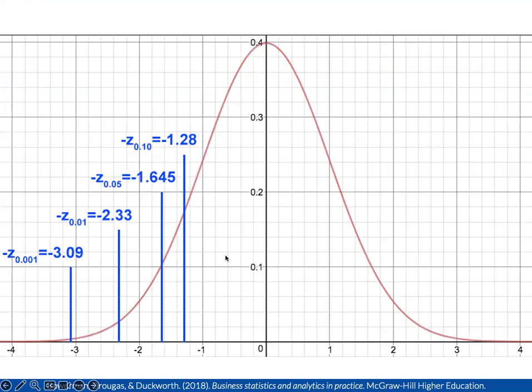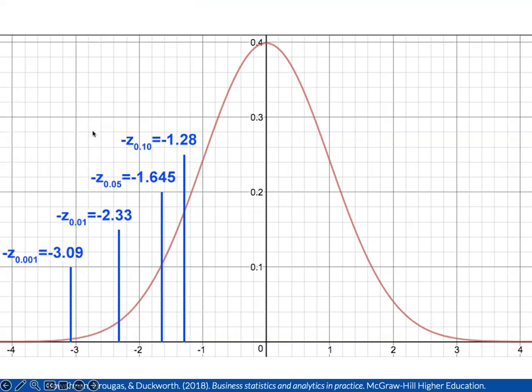Now, where is the test statistic compared to the critical values? Our test statistic is negative 2.67, which is somewhere here in this area. Therefore, this test statistic is inside the rejection areas of several values of alpha. The rejection areas are basically the areas to the left of the critical values.